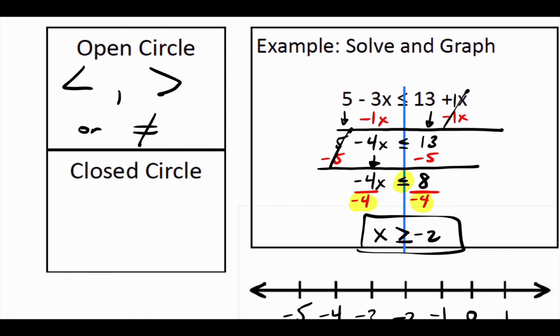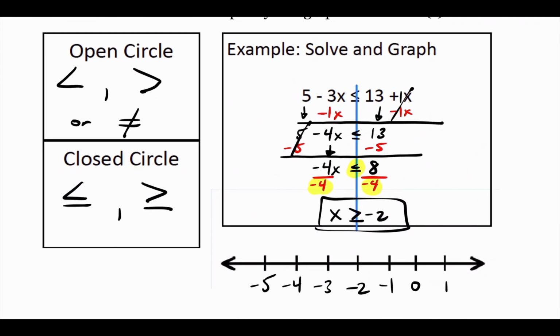When do we use a closed symbol? When we use one of these symbols. Okay? That's when we decide, do we use a closed or an open? This one's going to be closed, because it's that one right there. So at negative 2, I'm going to make a closed circle or a closed dot. That's step 4.